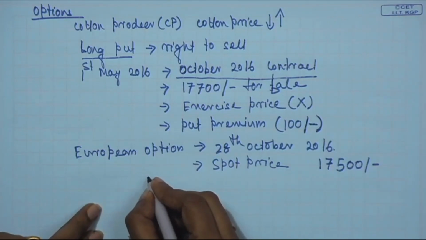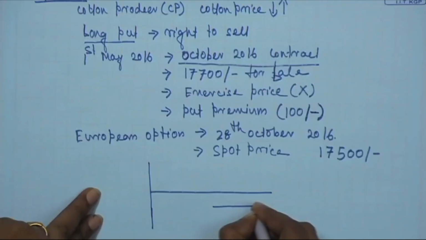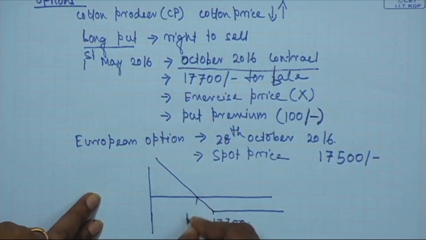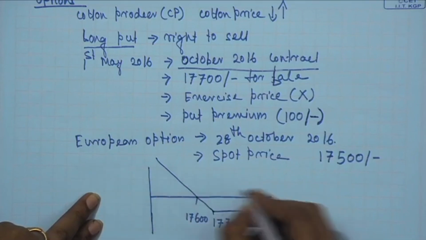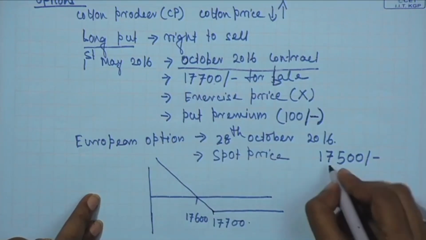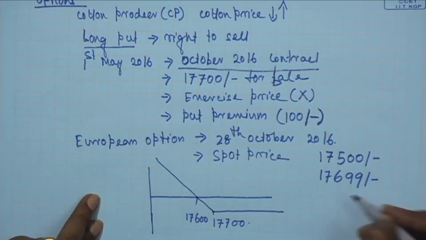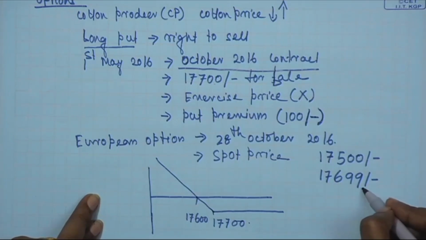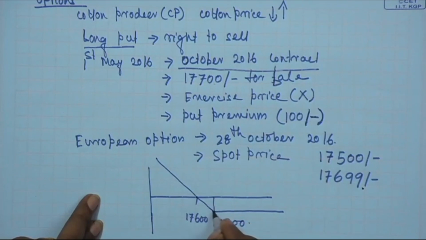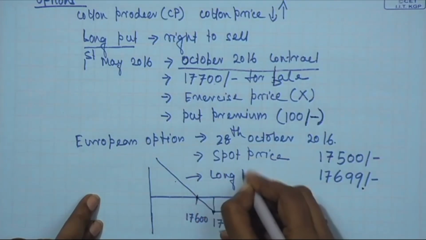Now if we draw a payoff diagram, so this is going to be our 17,700, and this is going to be 17,600. Any price less than 17,700, let's say the spot price is 17,699, will he exercise? Yes, he will exercise, because if he goes to the spot market, he will be able to sell at this price, but with the option contract he will be able to sell at a price higher by 1 rupee. So for any price less than this level he will exercise, but he will start making a profit from this price onwards. So this is the payoff for the long put option holder.